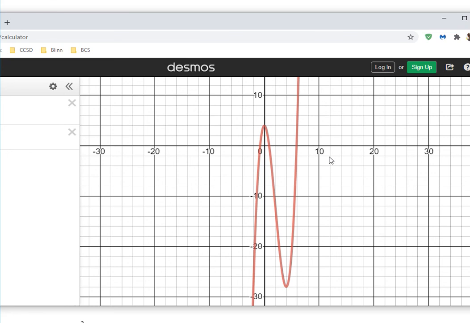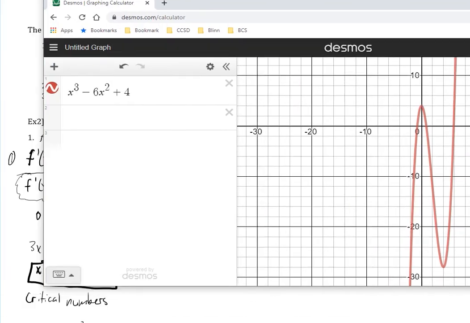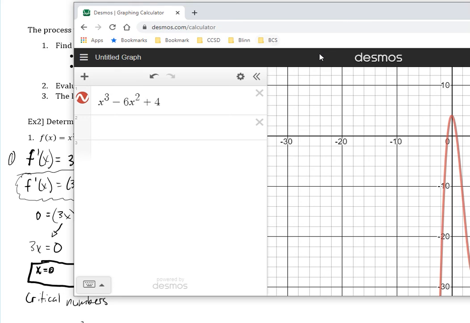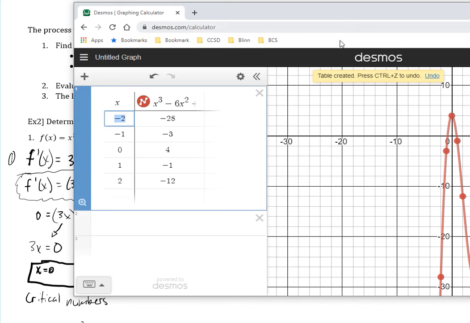Notice you do have relative extrema because you do have a peak here and you do have a peak here. So if it wanted relative extrema, we do have those, but our focus is absolute. So now all I'm going to do is just go to the table to really make sure. Let's go to the table and see.